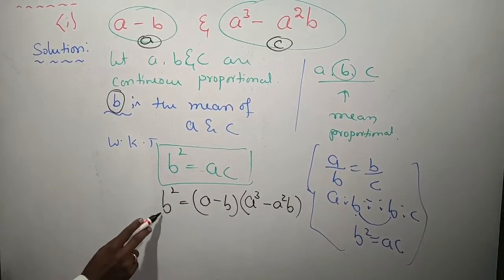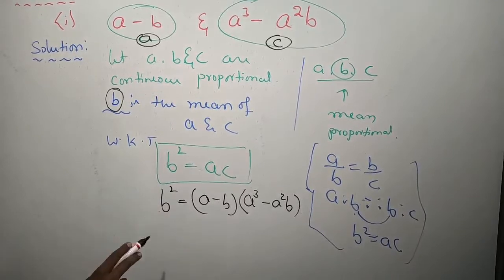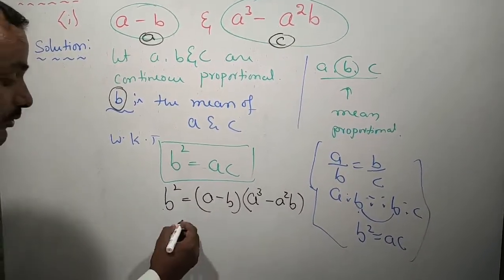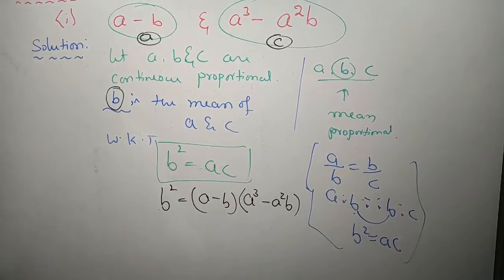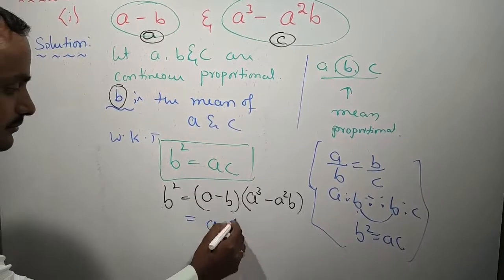Now I want B. B is the mean. I want the B value only, I don't want the square. It is directly not possible to remove the square. What happens on the left and right hand side? I will write, look here, children, is equal to A minus B as it is.